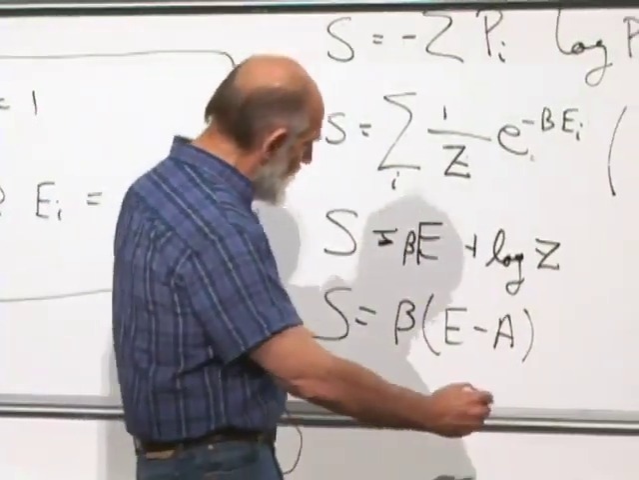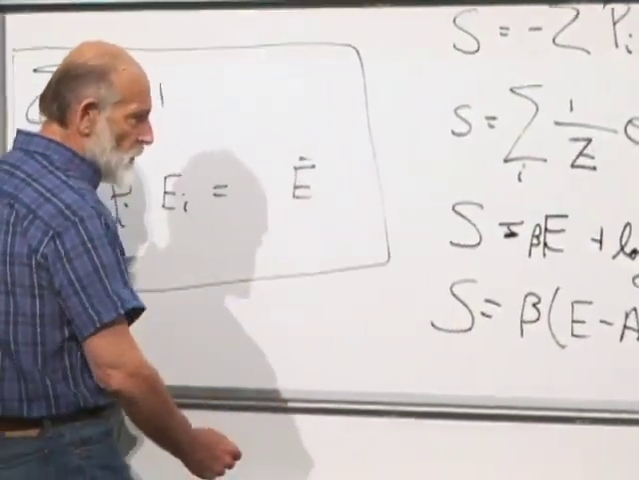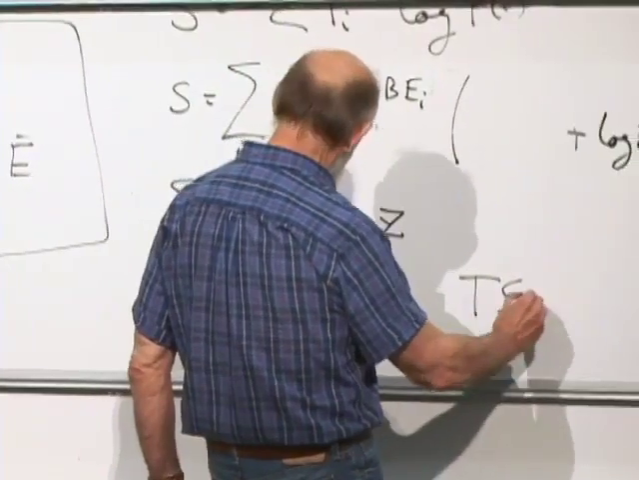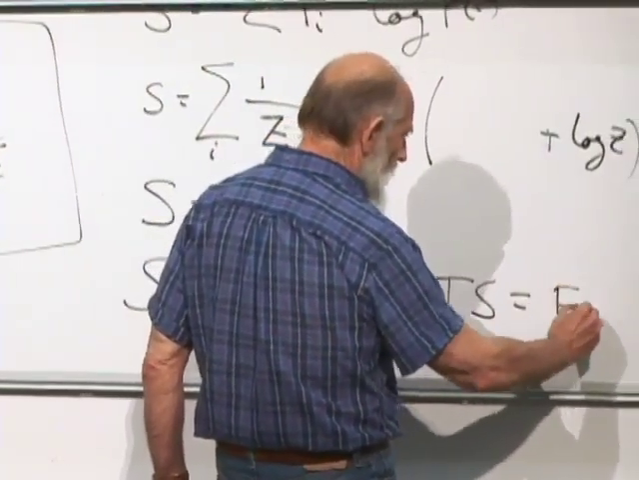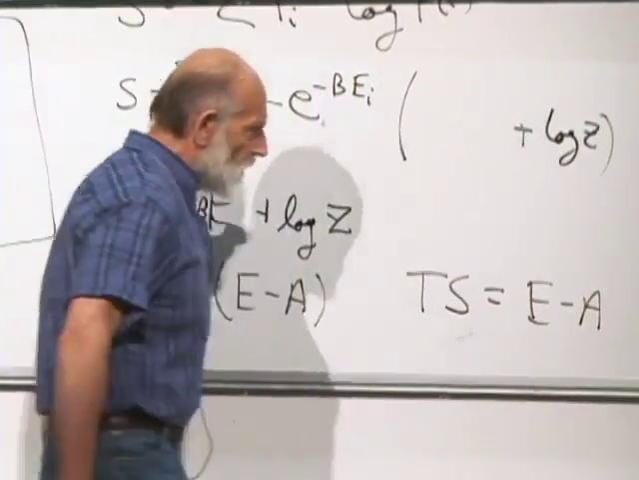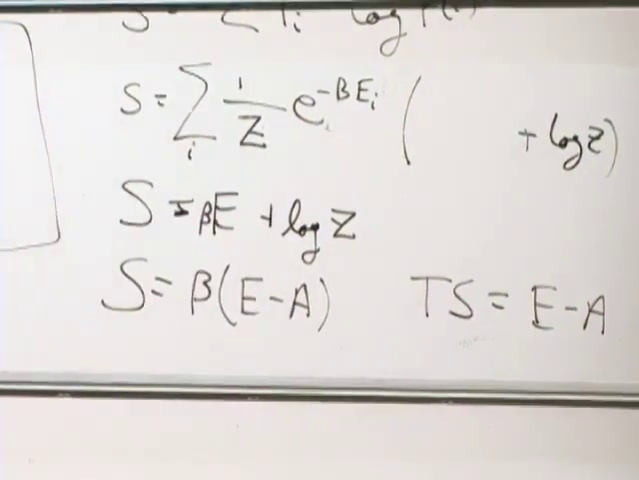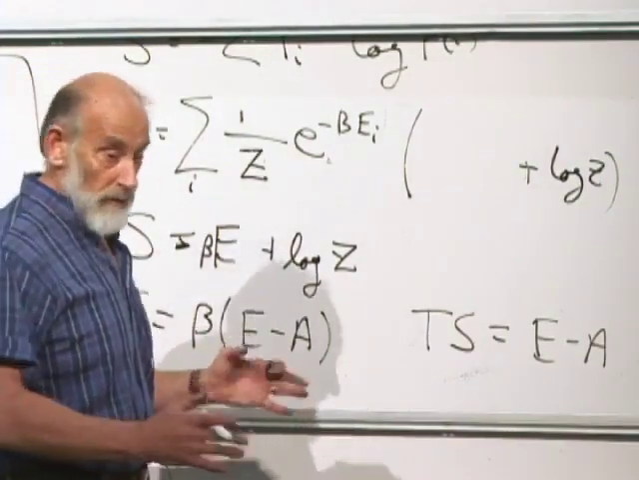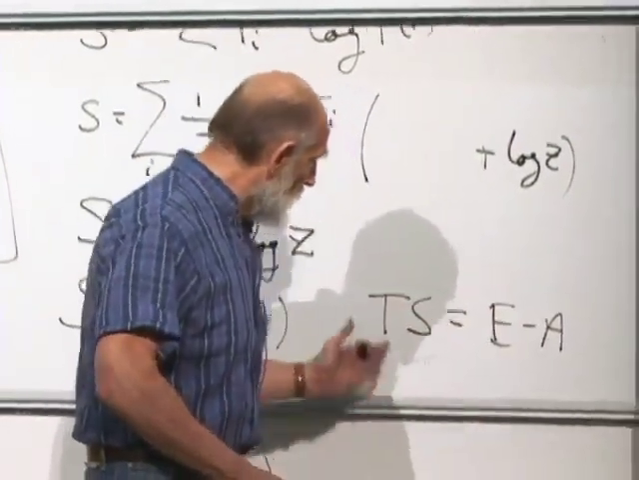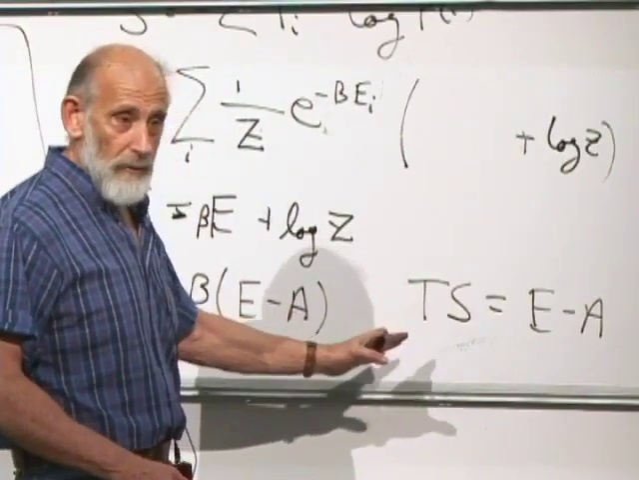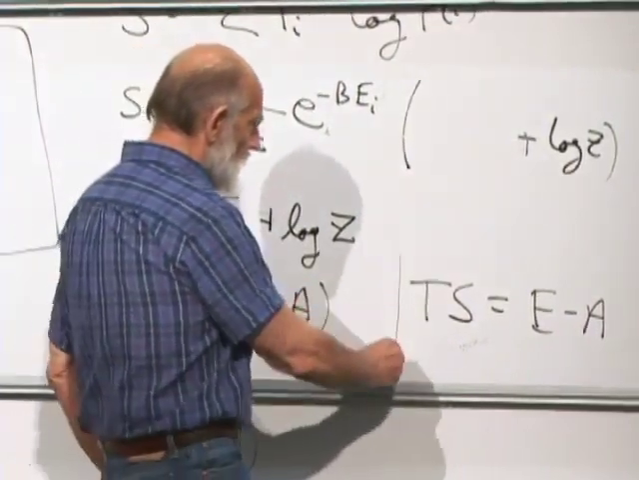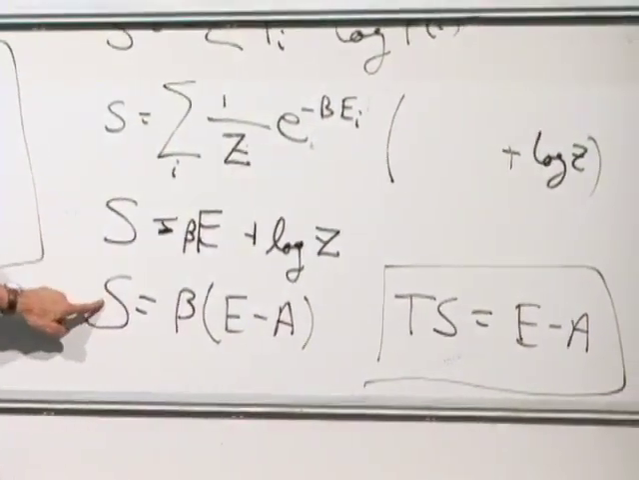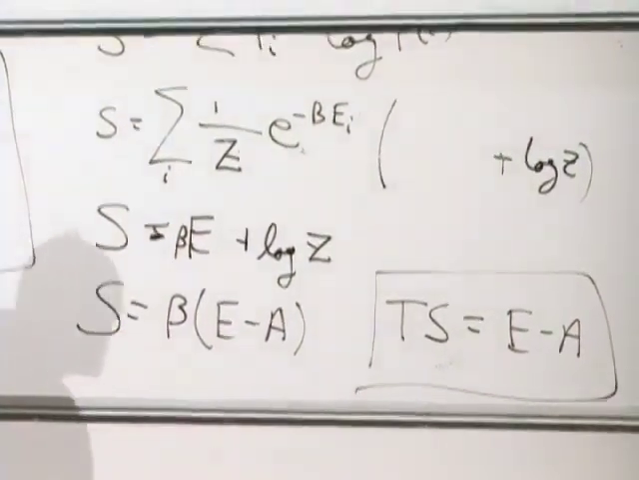Another way we can write it, by using that beta is 1 over temperature, we can write it as TS is equal to E minus A. So whatever the Helmholtz free energy is, the difference between it and the average energy is just temperature times entropy. This allows us to express the entropy in terms of the partition function.